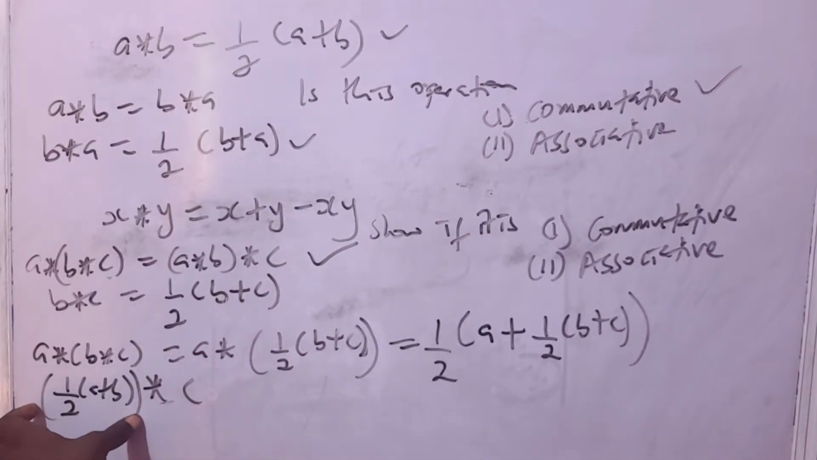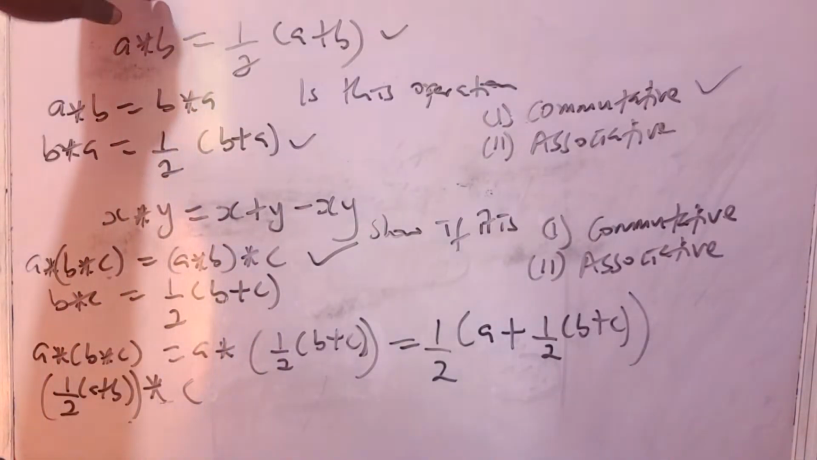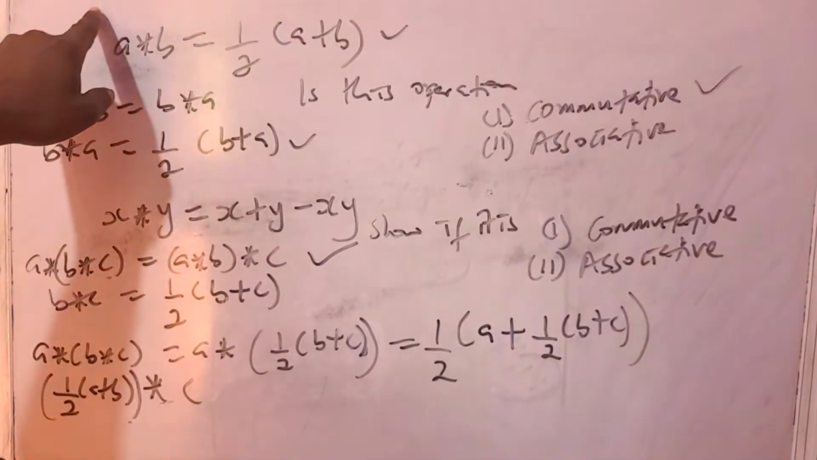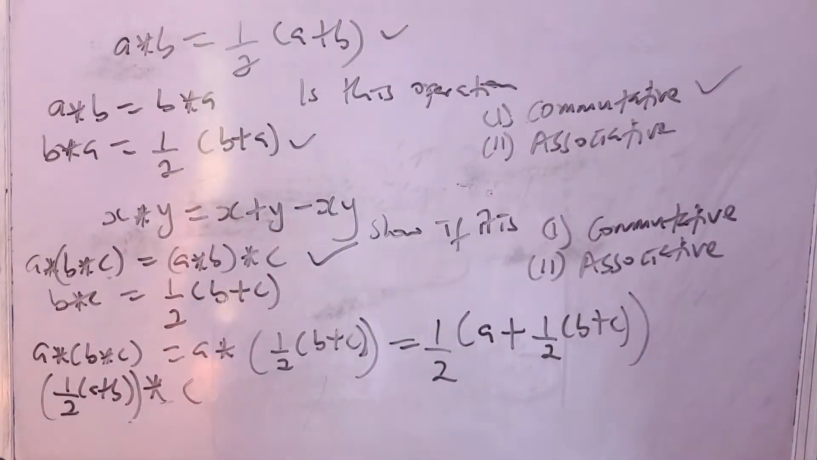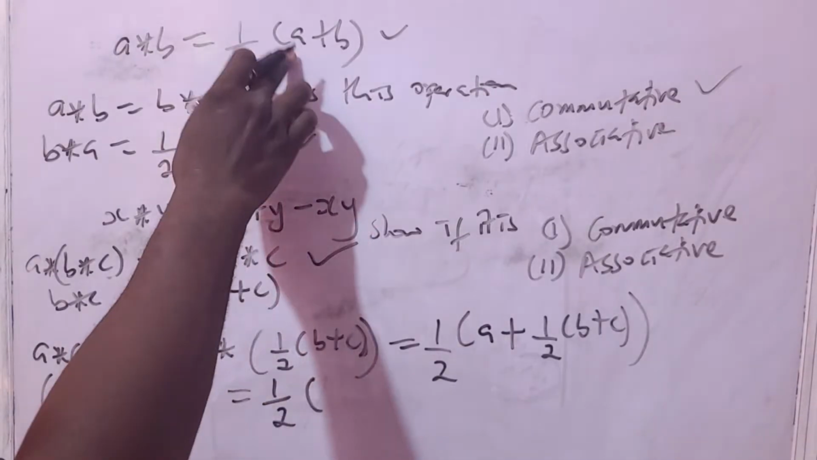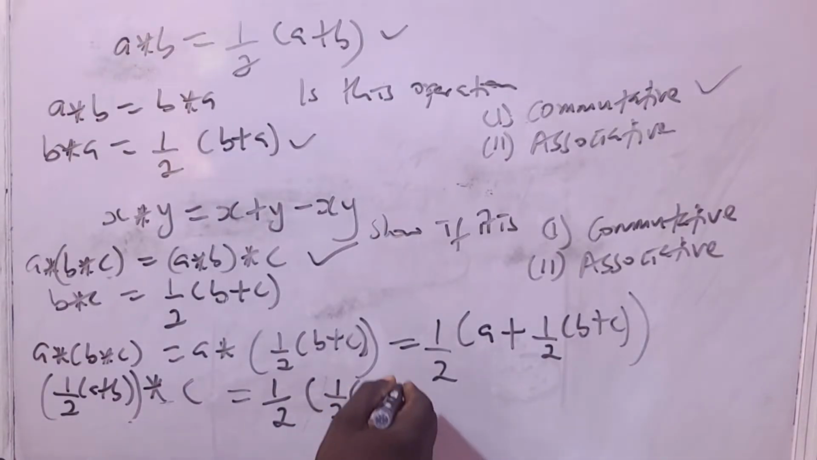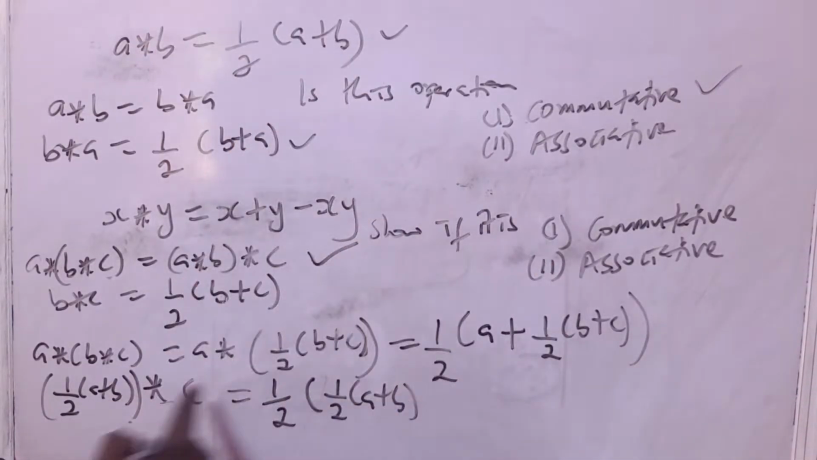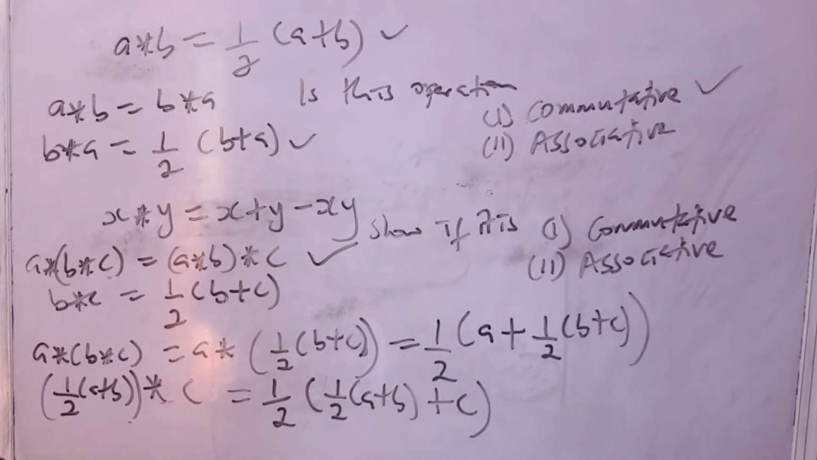So this is the first now in this new expression. This is the first, this is the second. So you have to come back to your original function. Your function said first star second equals 1 over 2 first plus second. Now this is the first, this is the second. That means this will be equals to 1 over 2 first. First is this now, 1 over 2 (A plus B), then plus second. Your second was C. This is it. So this is the answer to the right hand side.